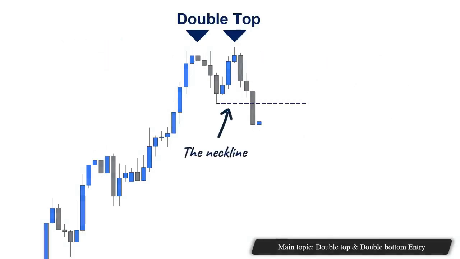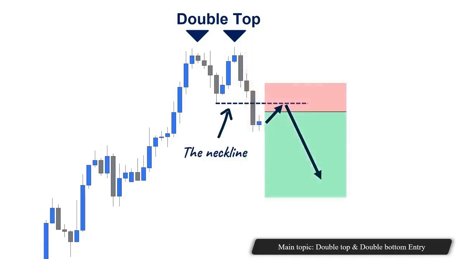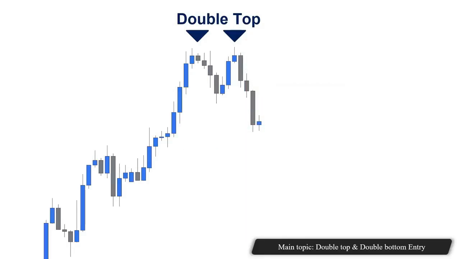confirm the reversal. But the problem is if we enter the market after breaking the neckline, our stop will be too large. So the common way to trade this pattern is to wait for the price to pull back to the neckline and look for candlestick rejections to enter trades. But we could also miss the trade if we don't get a good candlestick formation. So this is the way we trade double top and double bottom.